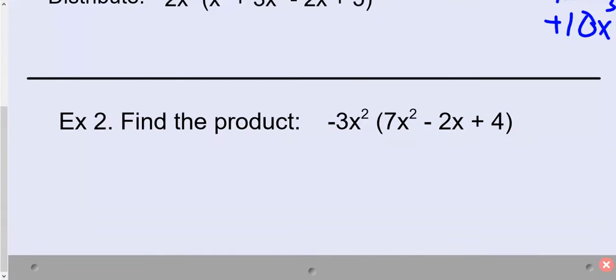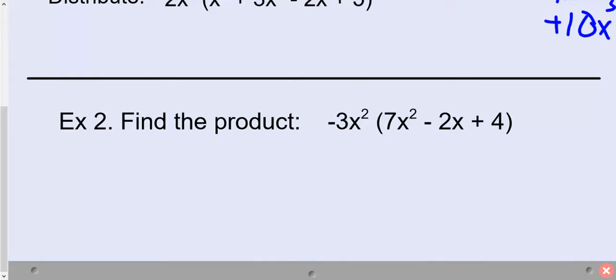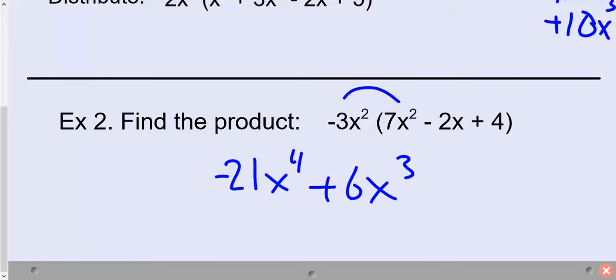I'll do one more here for you guys. One more monomial times a polynomial. Again, we're using the distributive property: negative 21x to the 4th plus 6x to the 3rd. And then finally, negative 12x squared.